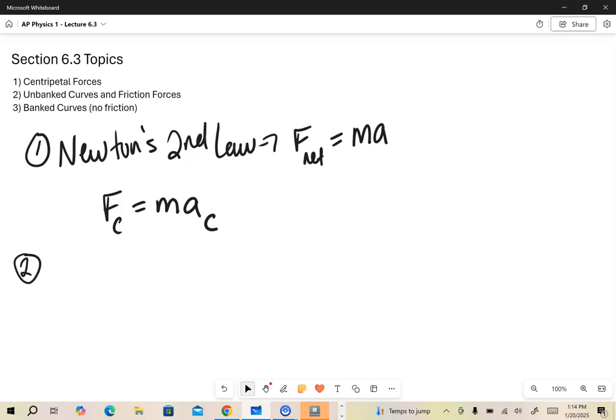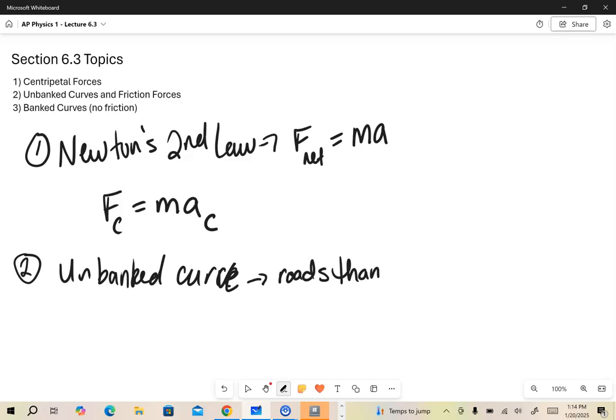Another thing we want to go over before we see an example is unbanked curves and friction forces. One thing we can assume about an unbanked curve is that it means a flat road. Think about going around any curve in a suburban set of streets. These are roads that do not have what we call a banked curve, AKA they are not raised.